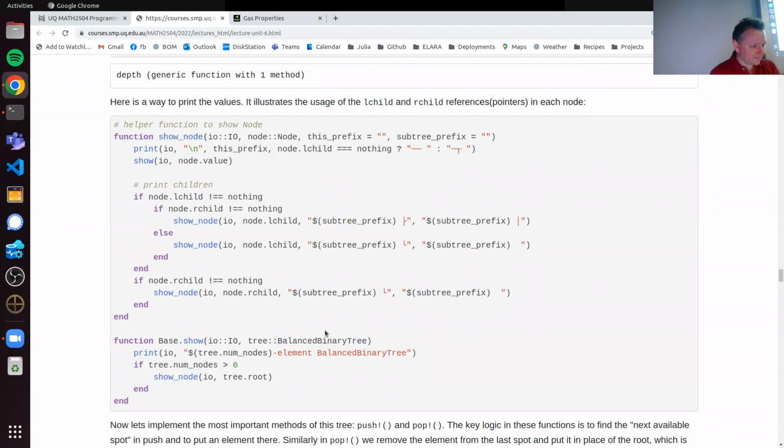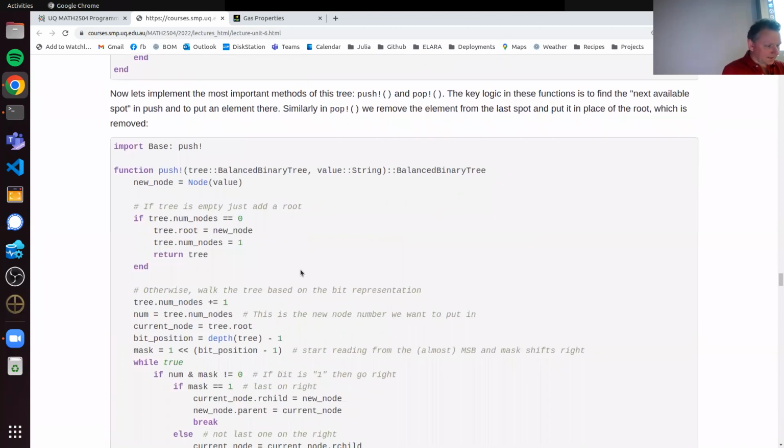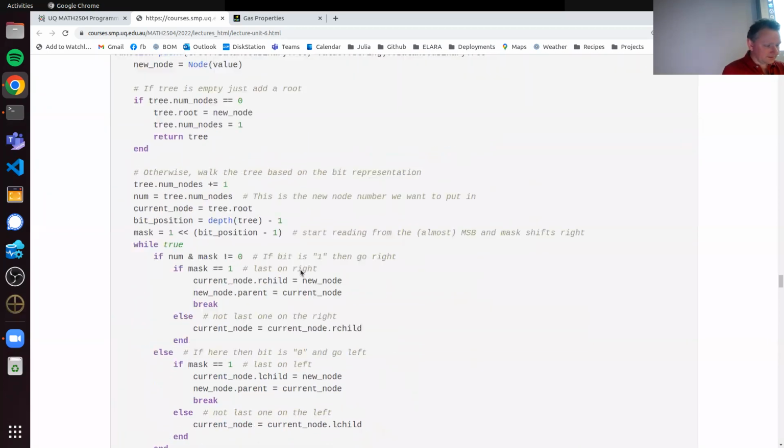And then this thing is a way of producing a tree with pretty ASCII art, or not even ASCII art, Unicode art, using these Unicode symbols. And you have to keep track of a couple of strings in order to do that. This is not something we're going to study, really. I'll just mention it.